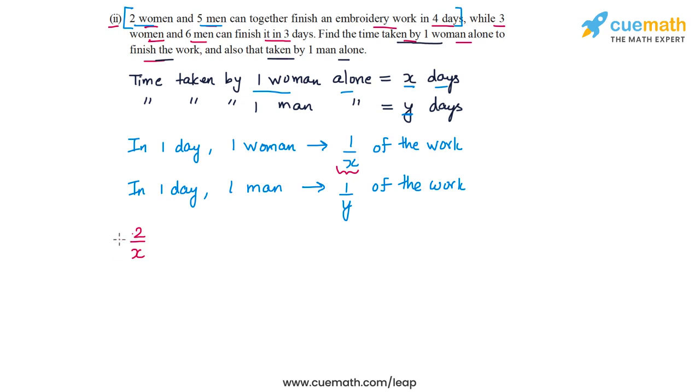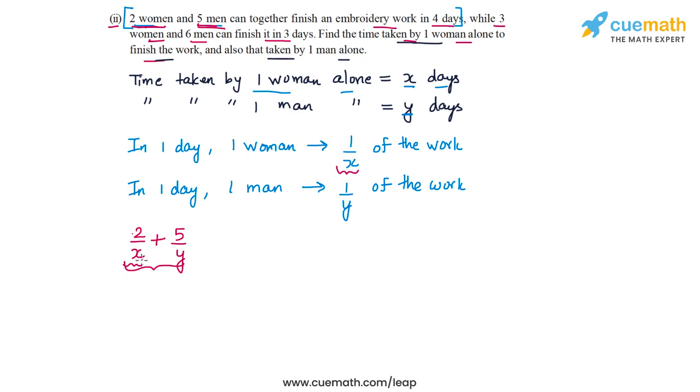But in such problems, again, this is the assumption that we have to make. So 2 women working together can finish 2 by x fraction of the work in one day, and similarly 5 men can finish 5 by y fraction of the work in one day. And if these 2 women and 5 men are working together, they can finish 2 by x plus 5 by y, this much fraction of the work in one day.